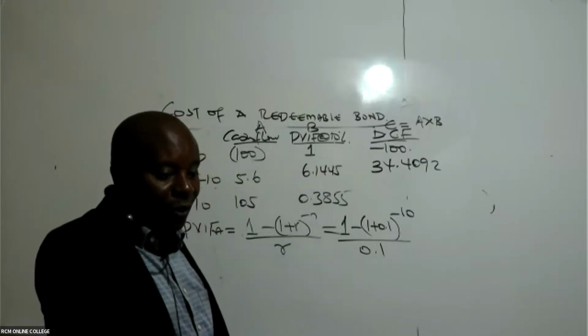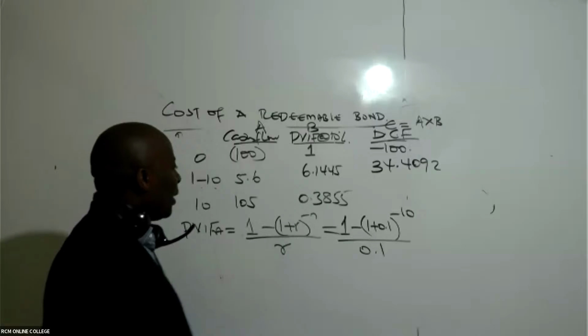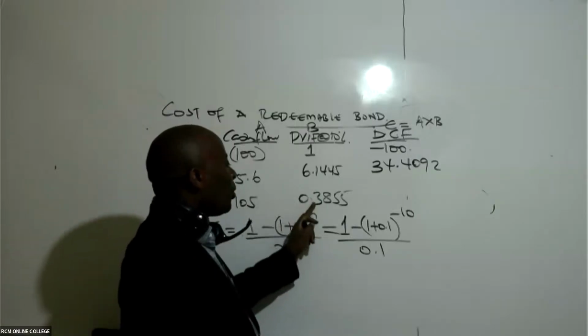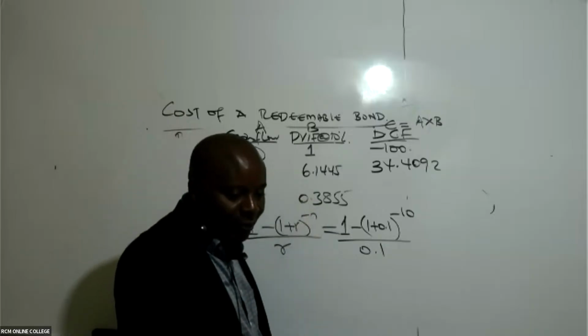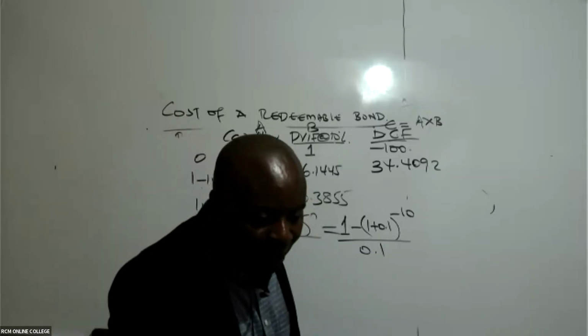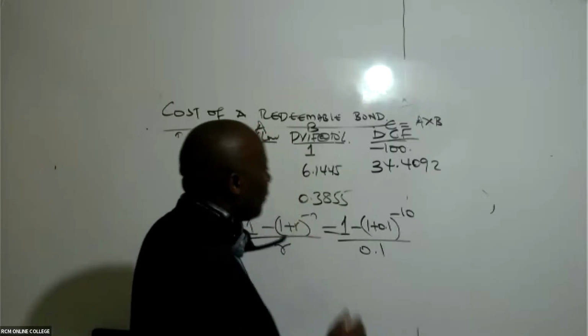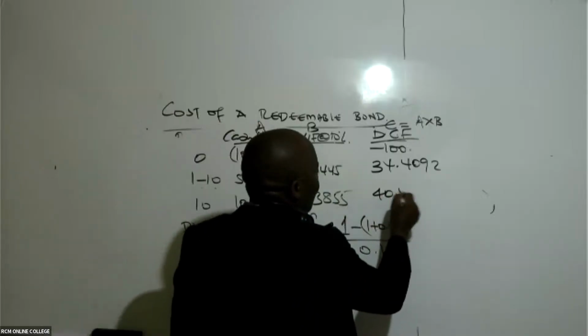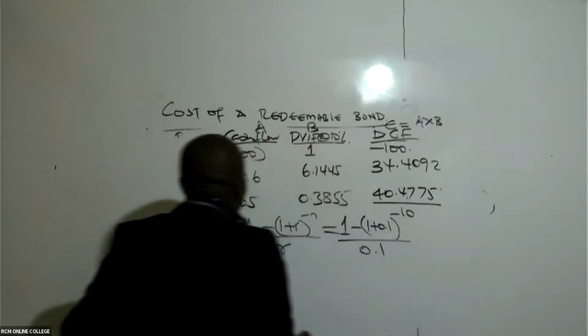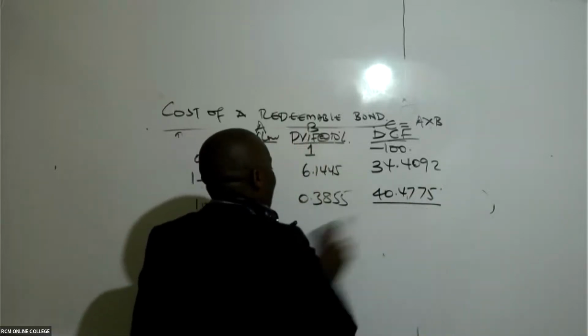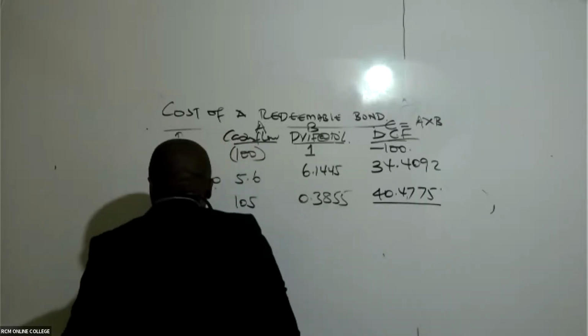All right, I like it when I see many answers. So then what is 105 times 0.3855? 105 times 0.3855, what do we have here, somebody? 40.4775. Then come and add for us, it will give me NPV.